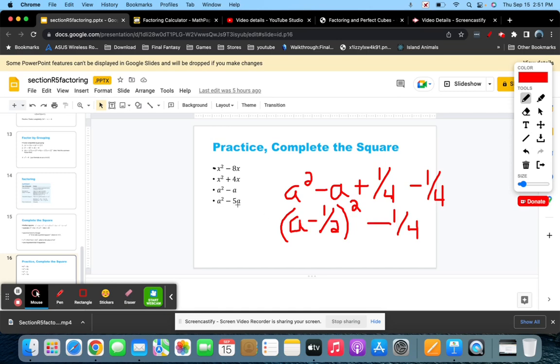Okay, you can do the same thing with this 5. Just divide it by 2. It's a fraction. Square it, add it on at the end, but also don't forget to subtract it, just to keep it even and balanced. Then you can change it using those rules for perfect squares like that.